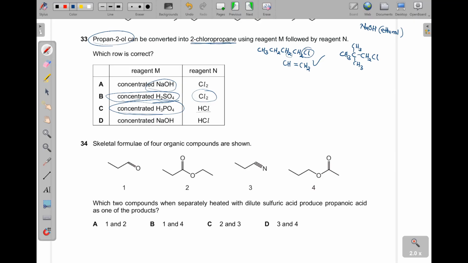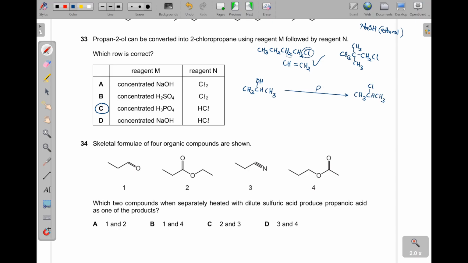That means we can use HCl. So the answer is actually likely to be, if it is sulfuric acid, then we must have HCl, but here we're having chlorine, so that is off. So the answer has to be this C here, concentrated phosphoric acid, and then with the HCl. Okay, but you have this CH3, CH(OH), CH3. I can convert this one directly to the 2-chloropropane by using PCl5. Okay, it's a substitution reaction.